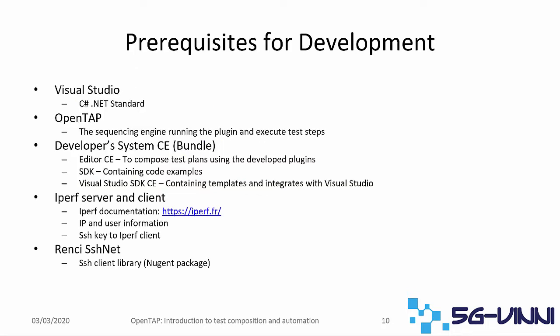In a moment, I will show a practical demo where I will develop a plugin. In doing this, I will be using these things. I will develop in Visual Studio coding in C#, .NET Standard. I will use some OpenTAP plugins, such as the Community Edition of the editor and Visual Studio SDK. I have already set up two machines, one running iPerf server and one iPerf client. As the SSH client, I will use the Renci SSH.NET package, which is a NuGet package.